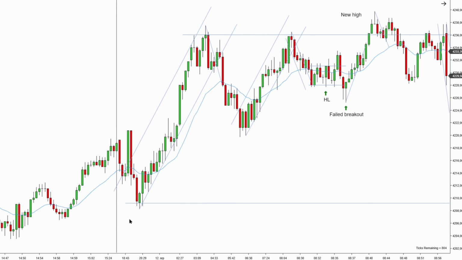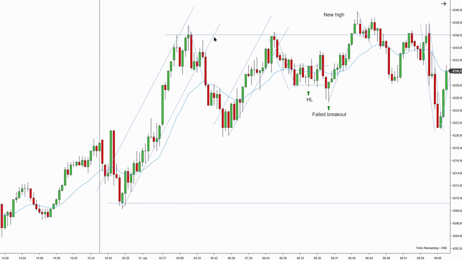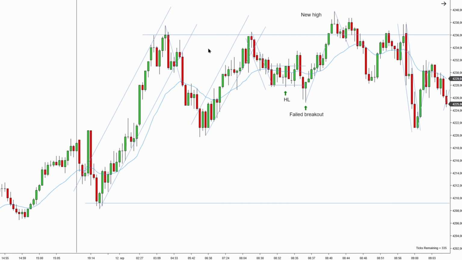Now, I'm also going to identify the low of the day and the high of the day key levels because they may come into play. They are important key levels that we use as a target.